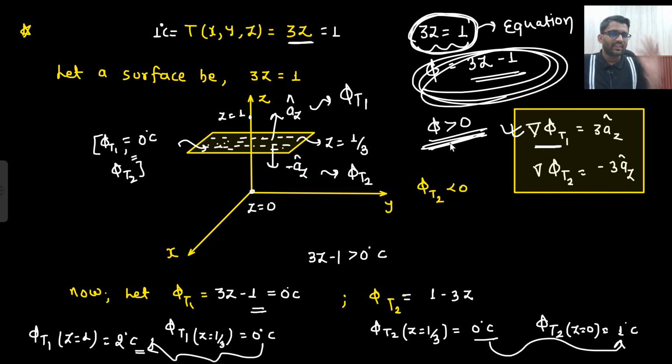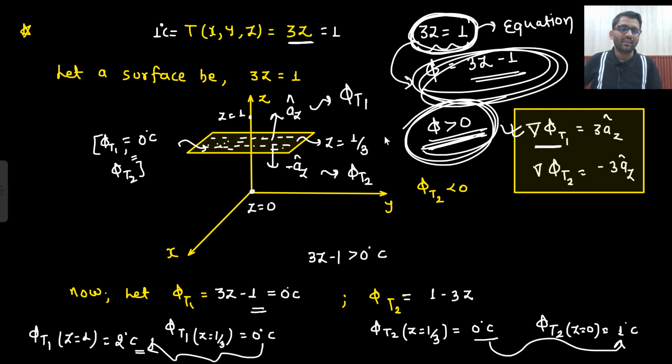As of now, is that clear to you? Again I am repeating this line. When I equated the scalar field function to a constant, what did I get? I got an equation of a plane. From this plane, if I make another scalar function and then calculate the gradient of that, it will always be perpendicular to the plane and it will point towards the increasing direction of the scalar function, or you can say phi greater than 0.